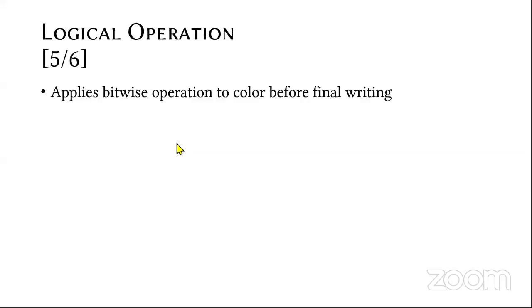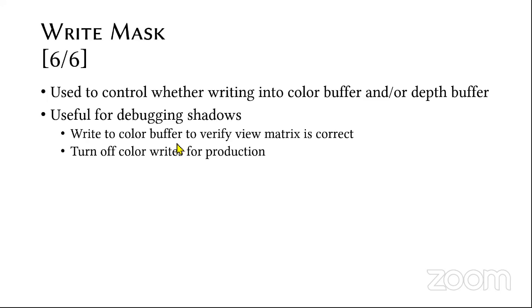Logical operation. Originally, I just wrote nope on this slide. This hardly ever gets used. It allows you to apply a bitwise operation to the frame buffer. I've never used it. You probably never use it either. And then write mask is useful for debugging. I like to use it to debug shadows because I'll render a color buffer from the viewpoint of the light, and I'll render a depth buffer. But since you can't just draw a depth buffer to the screen, I can take a look at the color buffer and then just know, yeah, I've got the view matrix set up correctly.